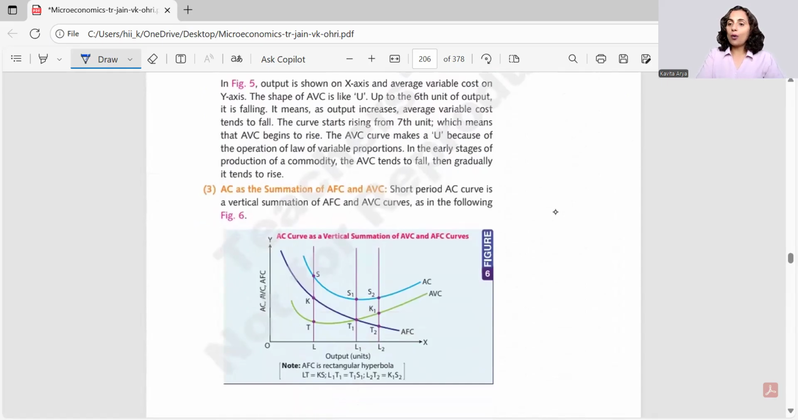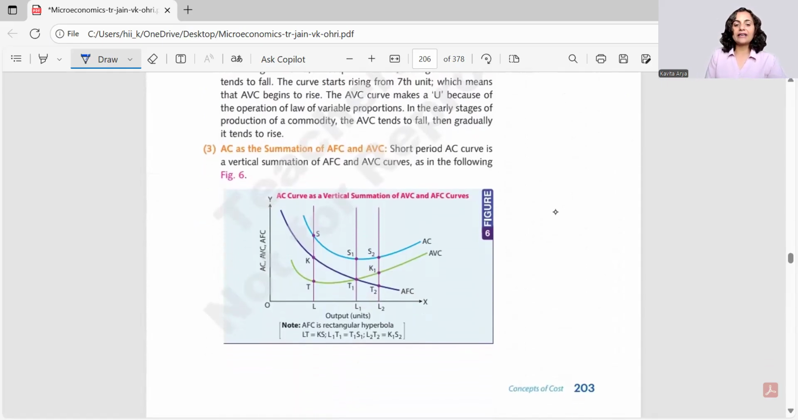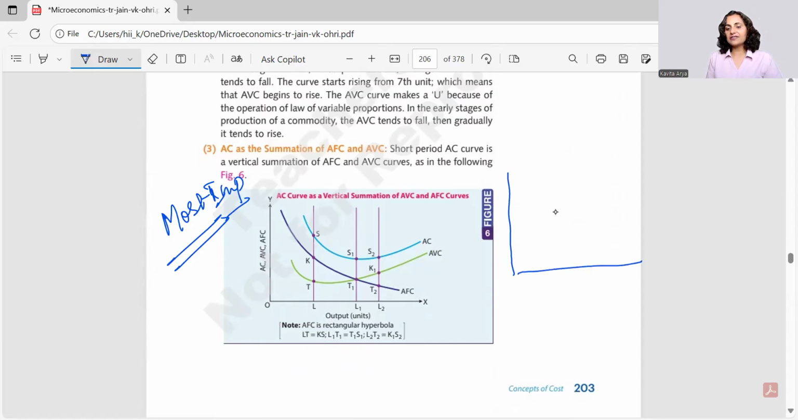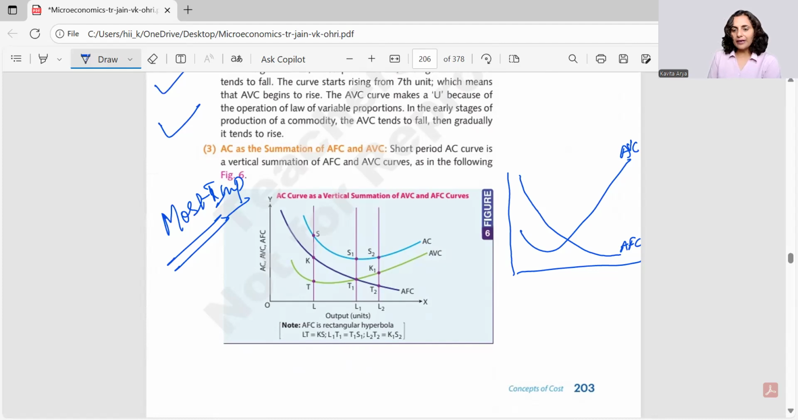Now, when we talk about all the three in one particular frame, how does it look like? This is the most important part of this chapter, because students most often go haywire here. So how does AFC look? AFC is a rectangular hyperbola and it goes down, right? How does AVC look? You should just make it like the tick, the Nike sign, the tick of a teacher. This way you make AVC. Now, AVC and AFC, when summed up, give you AC. So how does AC look like? AC is a U-shaped bowl in nature, right?